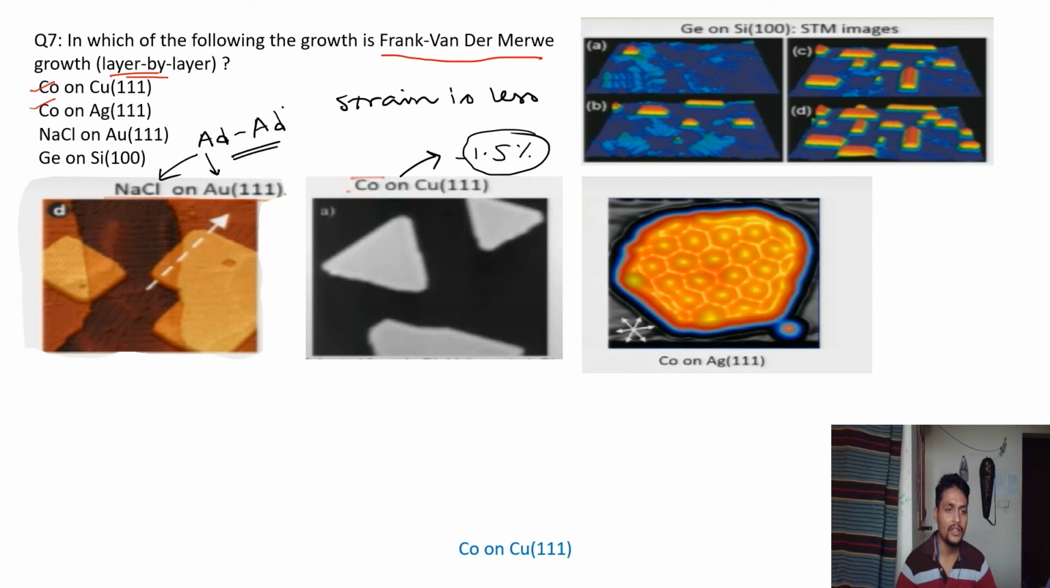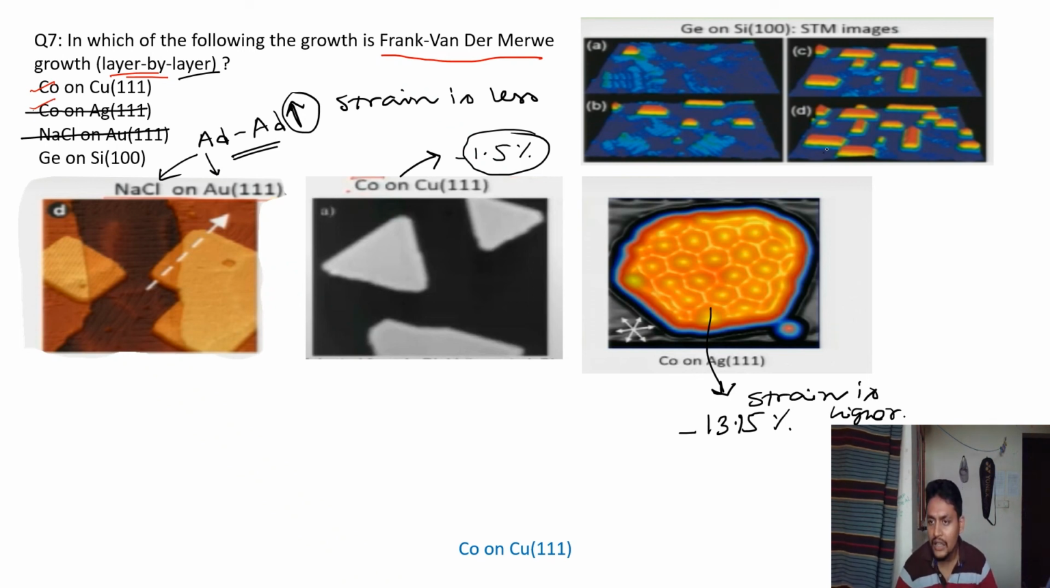So if the adatom interaction is high, that cannot be a layer by layer growth. And in this case, CO on Ag(111), we already measured the strain, which comes around 13.5 or 15. So the strain is much higher, right? So this cannot be the case because this is adatom. So this cannot be the case because of the strain.